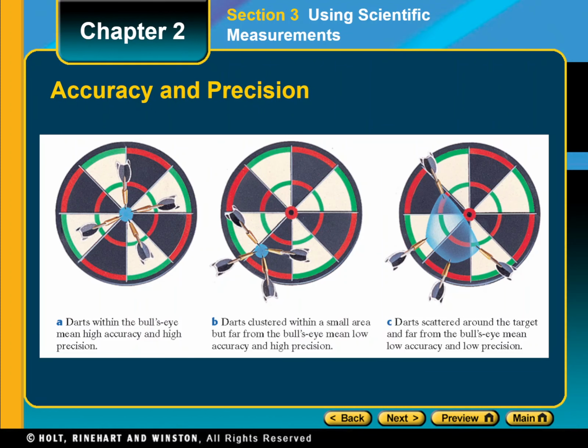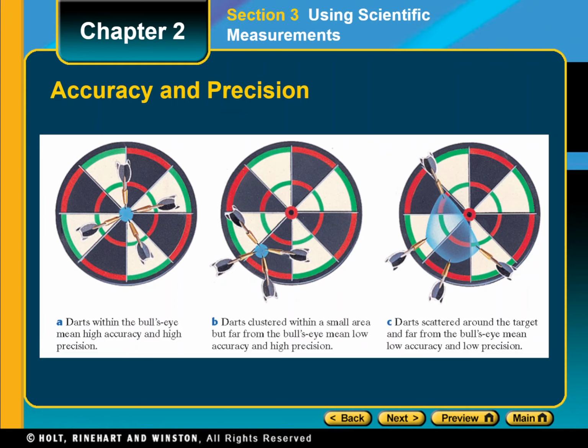For an example of high precision, examine the 2 dartboards on the left, A and B. In both cases, the darts landed close to each other, so the dart thrower was precise. However, because the thrower was attempting to hit the bullseye, the thrower only threw accurately at the dartboard on the far left, dartboard A.